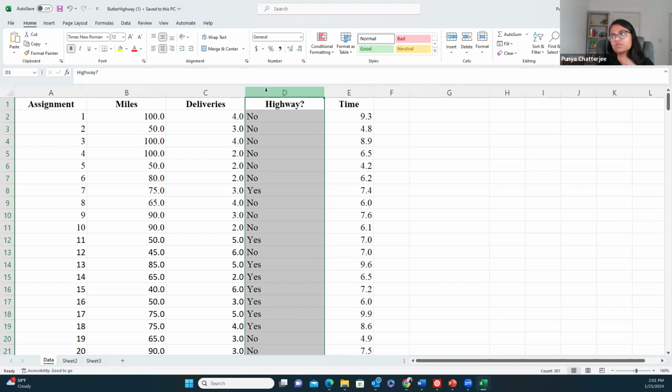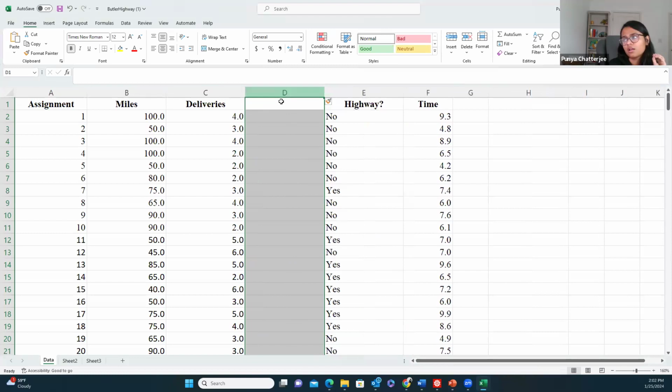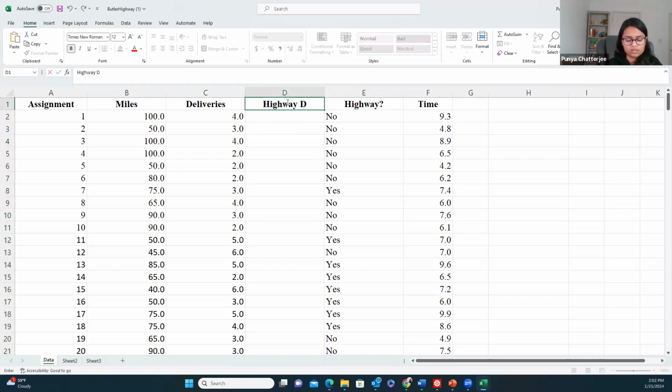Every time I say right click, on a Mac you're going to use control and right click together. If you do that, you'll see an option to insert. So you want to insert a full column, where basically you will code the highway dummies. All right, and then I'm going to label these as highway dummy.